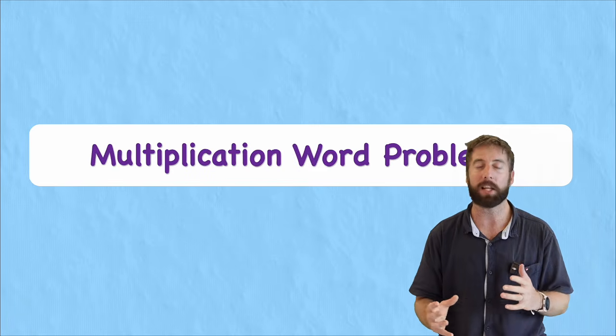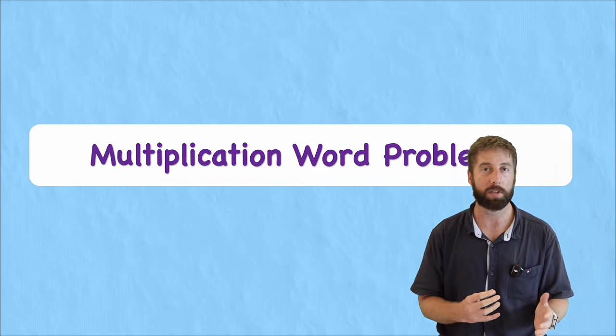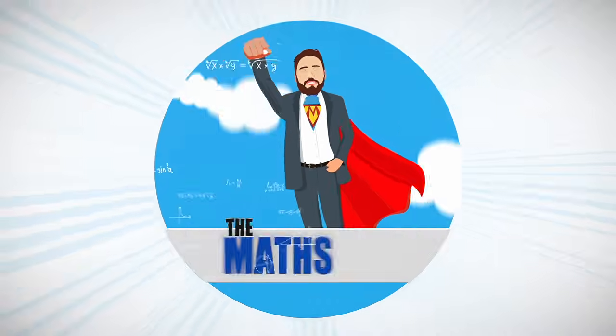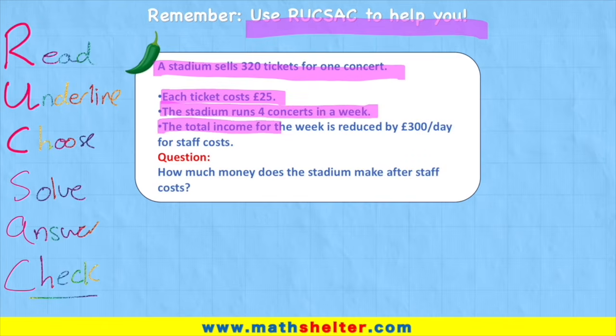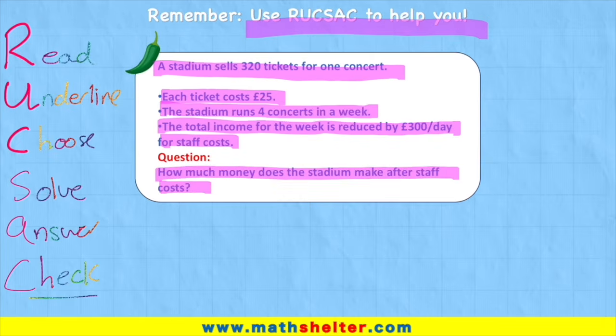Good luck. Okay, now we've mastered adding and subtracting word problems, let's have a little go at some multiplication ones. So let's start by following the steps of our rucksack by reading our question. A stadium sells 320 tickets for one concert. Each ticket costs £25. The stadium runs 4 concerts a week. The total income for the week is reduced by £300 a day for staff costs. Question: how much money does the stadium make after staff costs?